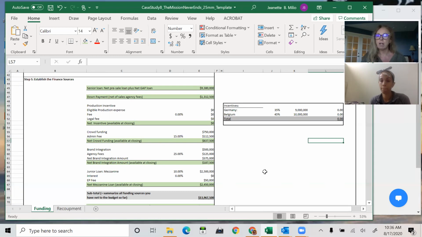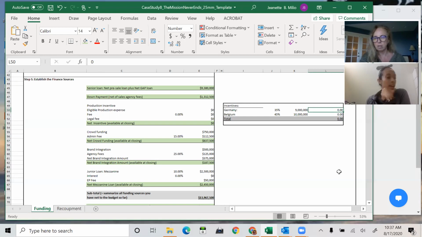Now, the countries themselves have a rule as to how much money they give you based on what you're spending there. In Germany, you're getting 35% of what you're spending there, and in Belgium, you're getting 45%. Okay, so let's figure out what we're getting in Germany. How much are we getting from the German government if we're spending $9 million and they give us 35%? How much is that?